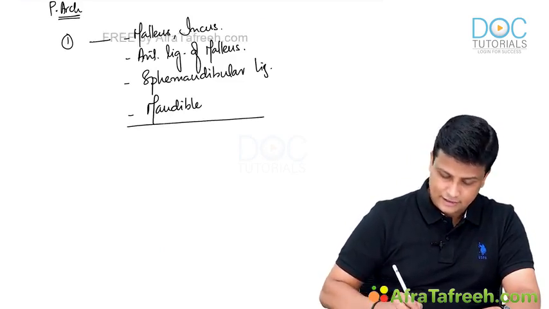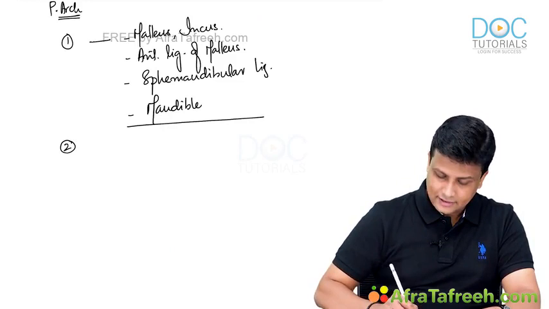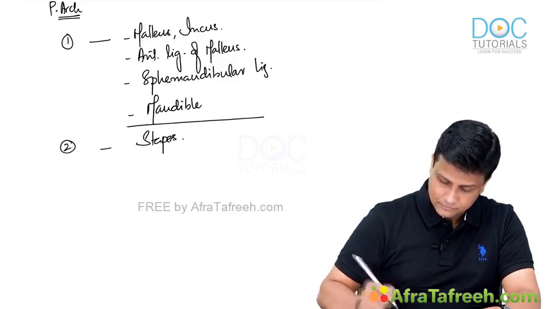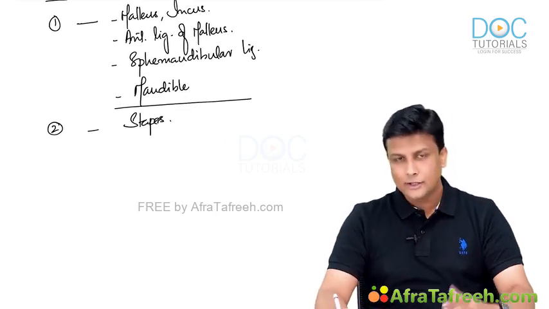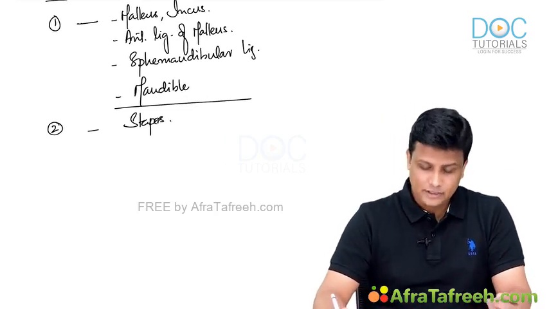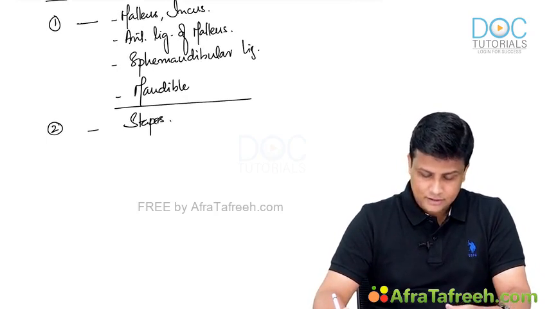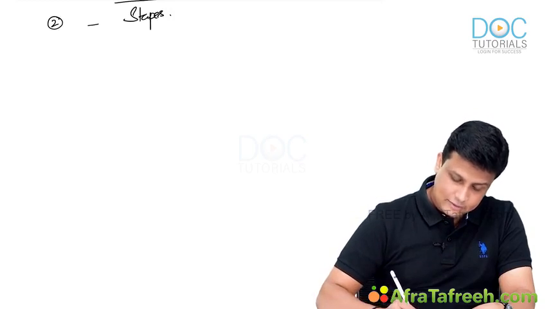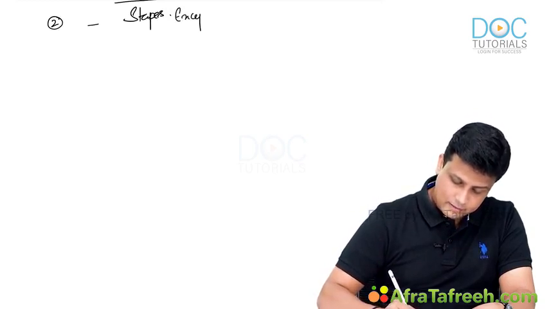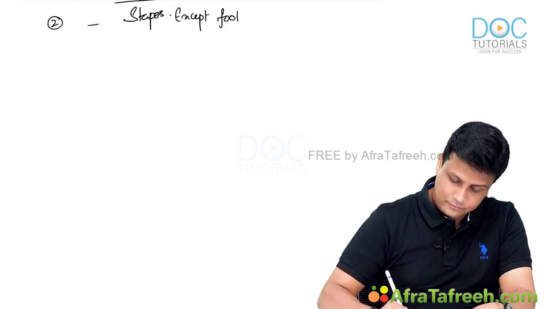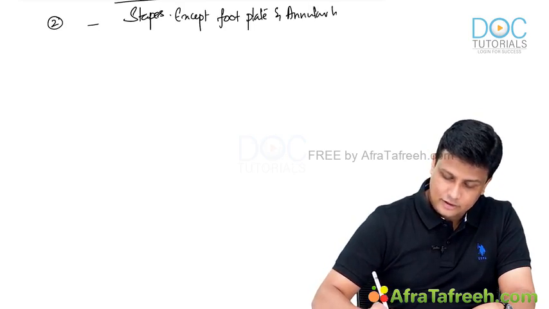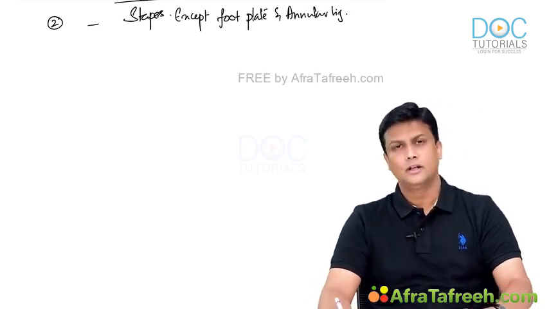Next one. Now once you are done with the derivatives from the first arch, welcome to arch number 2, second arch. And second arch is the one which is going to form stapes. I told you the trick already, S for stapes and remember S for second arch. Now my dear friends, remember it is going to form the entire stapes except what? Except the foot plate, and not only the foot plate, the ligament around that, that is annular ligament. These two are not derived from the arch number 2.